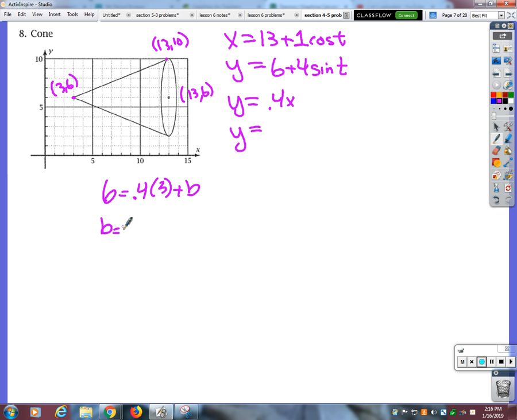Thanks. So if 6 equals 0.4 times 3 plus b, then b equals what? 4.8. So 0.4x plus 4.8. And again, we're going to restrict this from, well, 0.4 times 3 is, okay. And then we're going to restrict this 3 less than or equal to x less than or equal to 13. Okay?